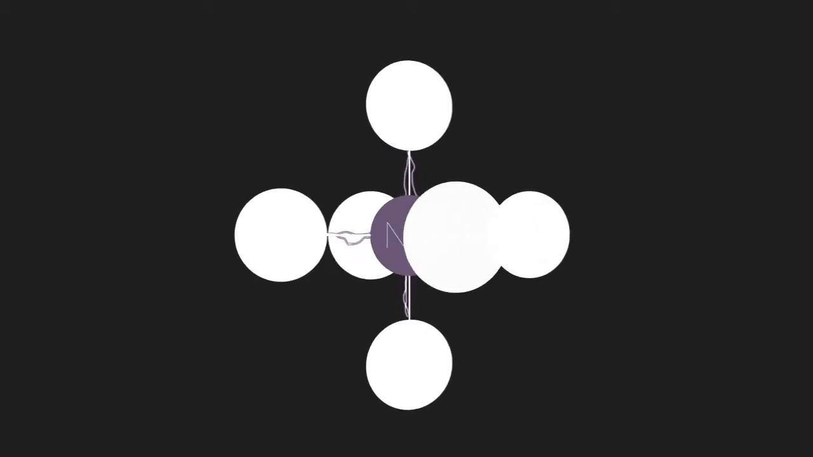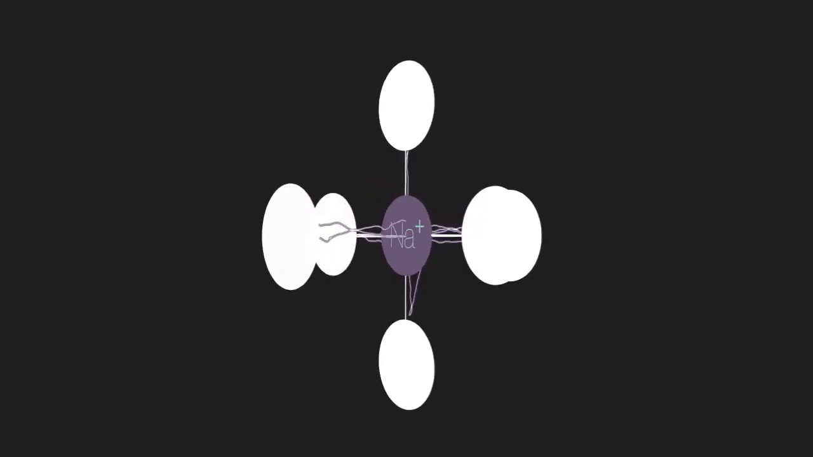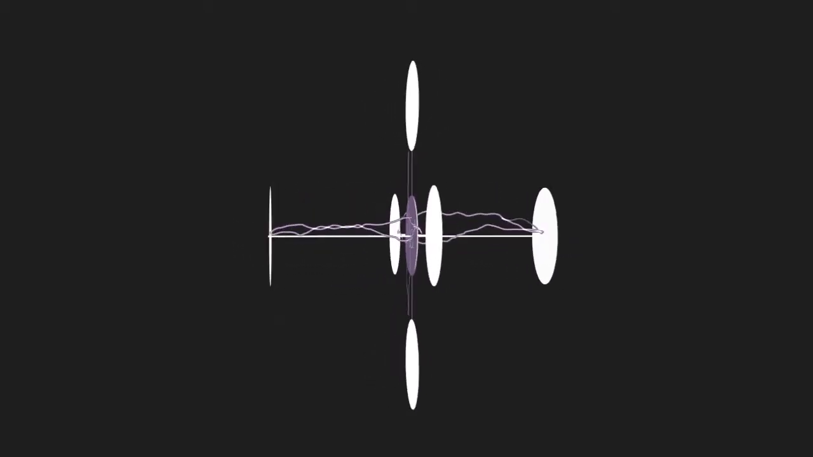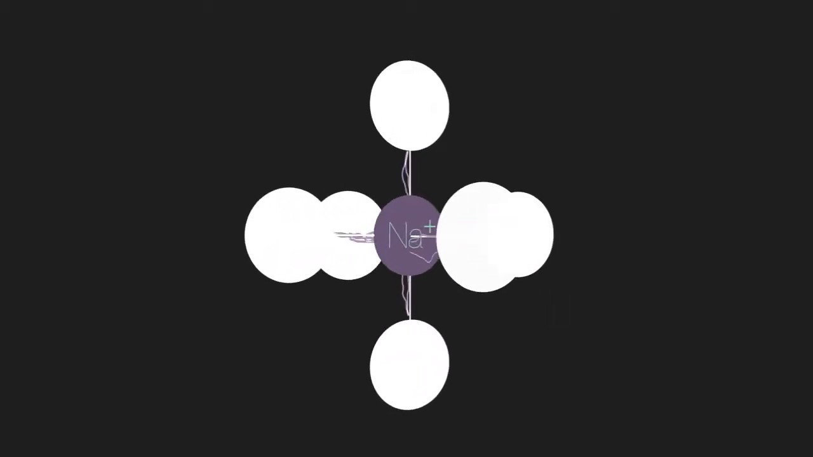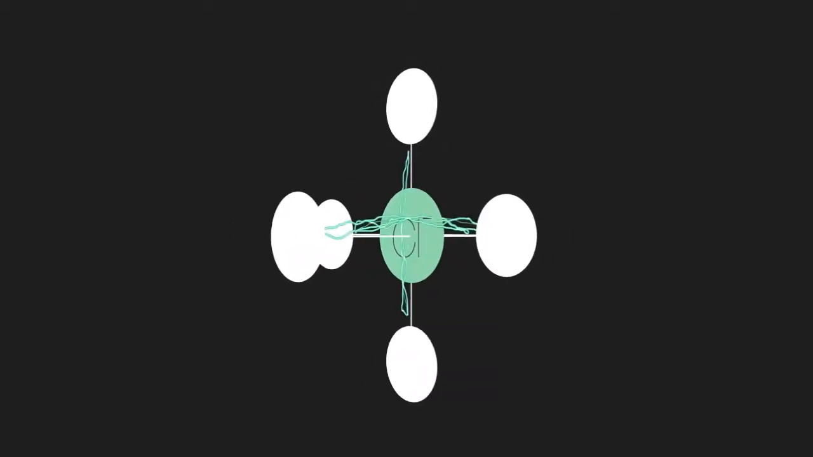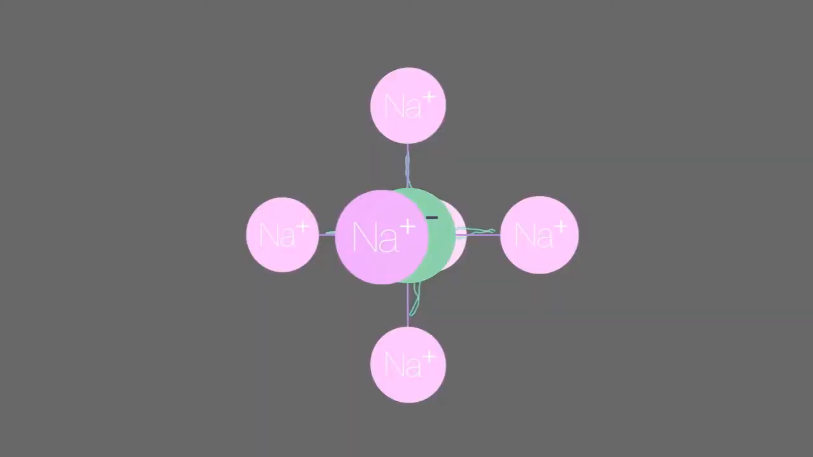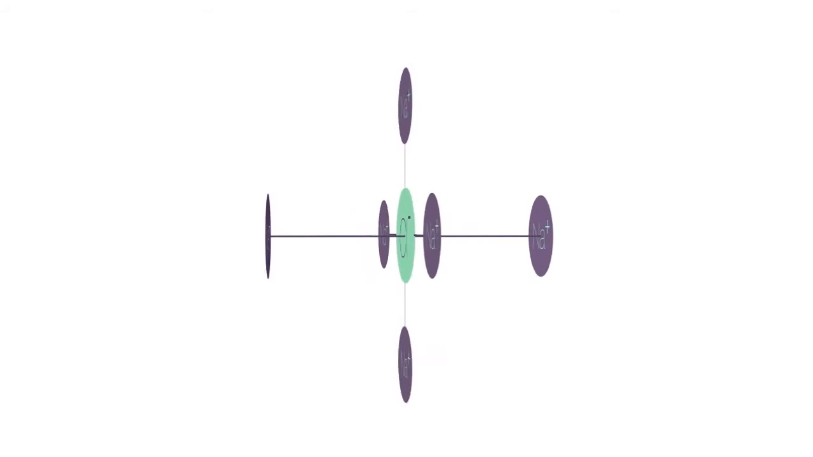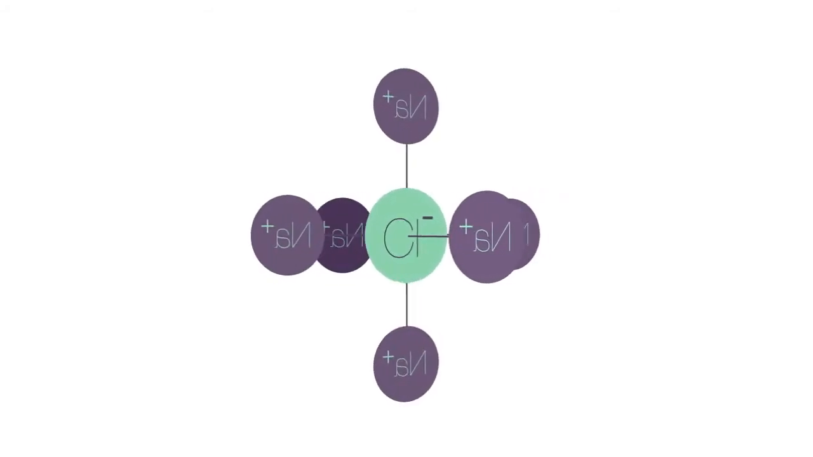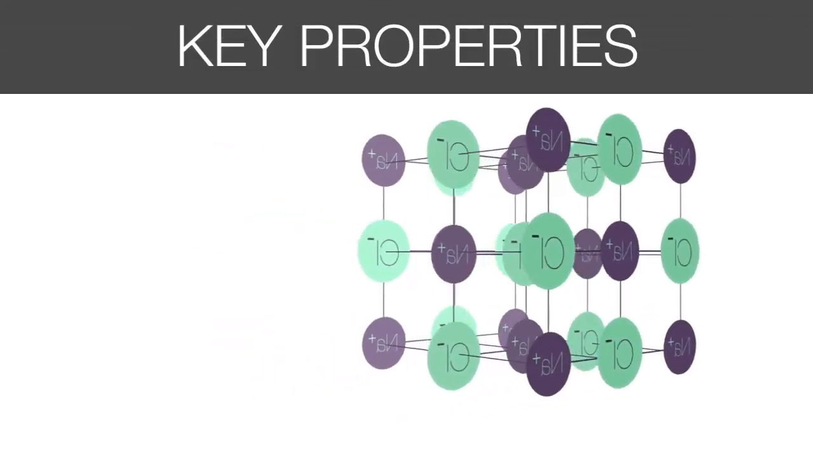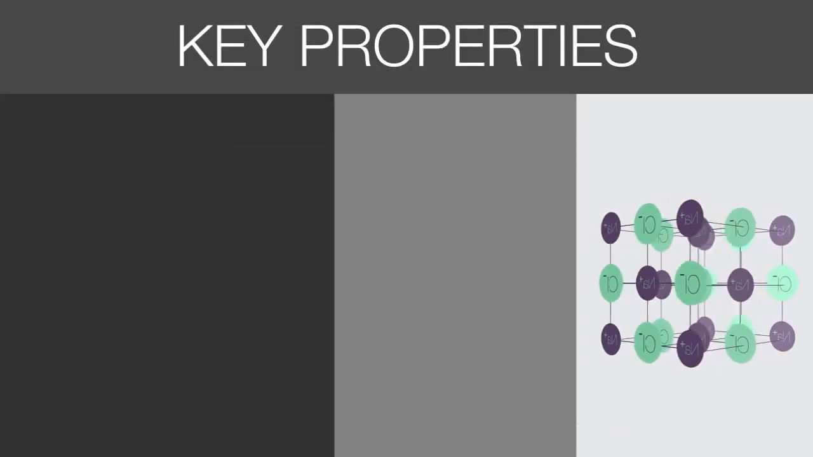The electrostatic attractions in a lattice structure are very strong. Let's think about it. Each sodium ion is held in place by the electrostatic attraction of 6 neighboring chloride ions in all possible 3D directions. And similarly, each chloride ion is held in place by the electrostatic attraction of 6 sodium ions, also in all possible 3D directions. Since this lattice structure is so strong, it explains some key properties of ionic compounds.